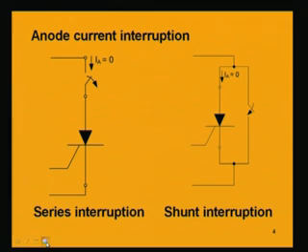In series interruption, we make the circuit of this thyristor open, and then the anode current will be 0 and the thyristor will be off. Or we can connect a shunt path through a switch and close that switch, then the current will take the path through the closed switch, the current through the anode of the thyristor will be 0, and the thyristor will be turned off. So, these are two simple methods by which the anode current is interrupted, either by series interruption or by shunt interruption.